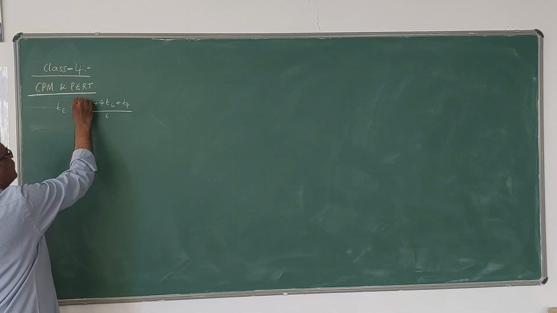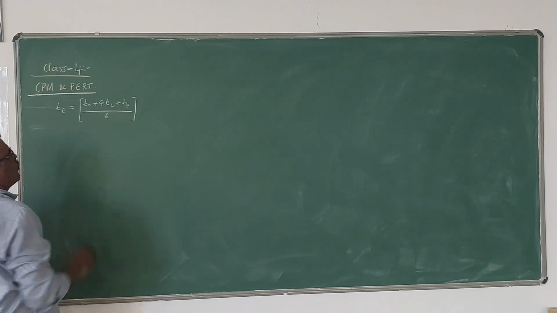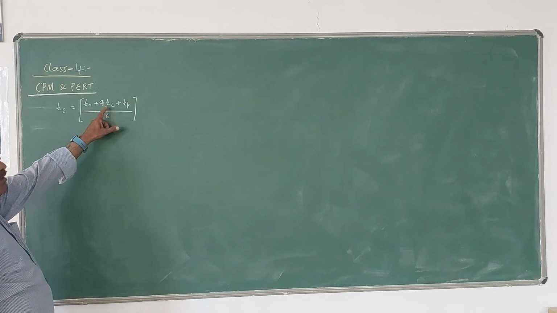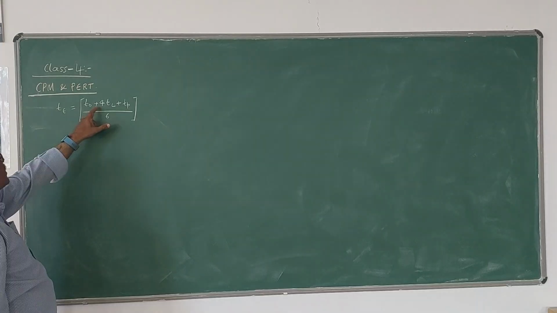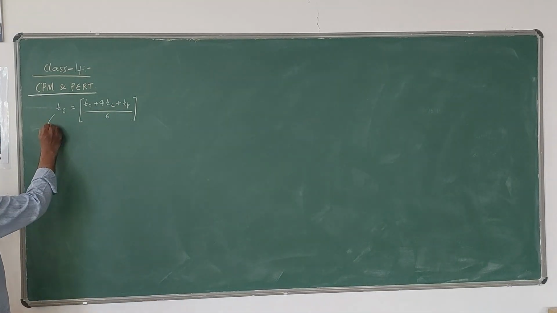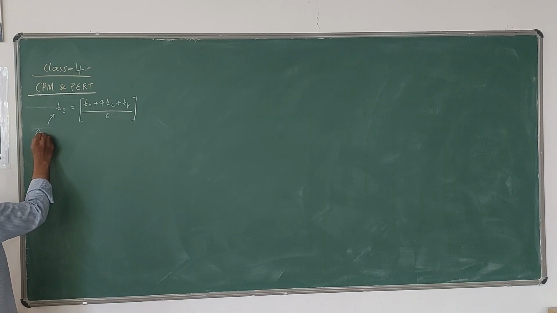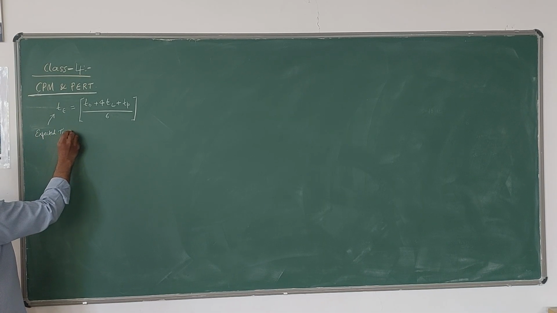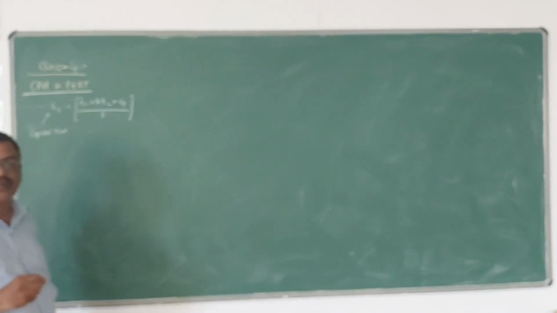It is an average value. So more weightage is given to this likelihood time. So this is optimistic, this is likelihood time, this is pessimistic time. So this is called as expected time for an event to be completed.